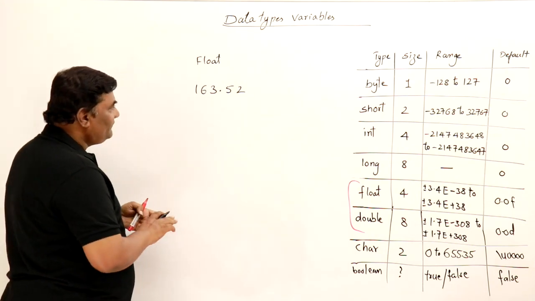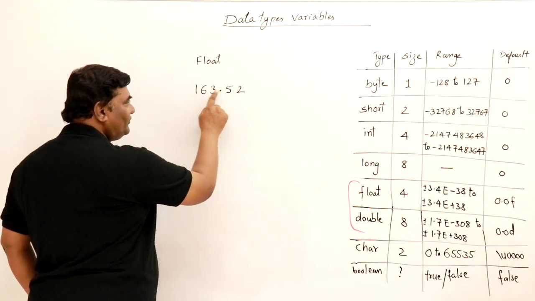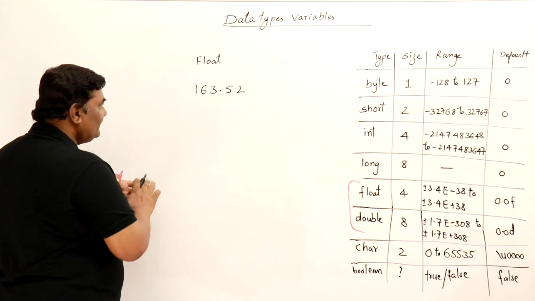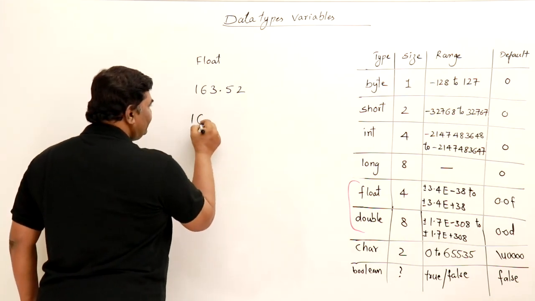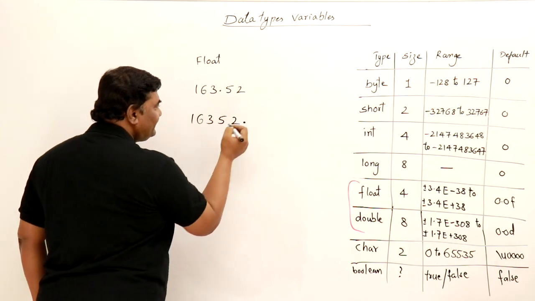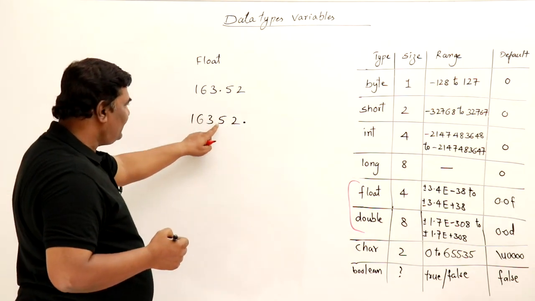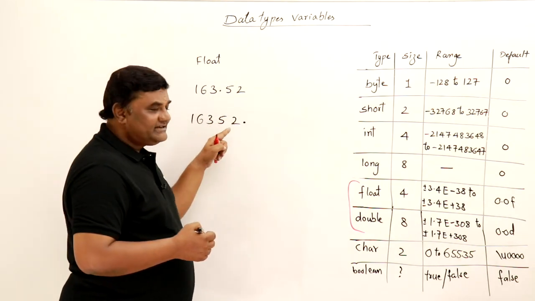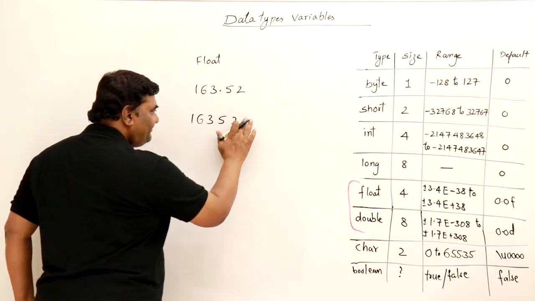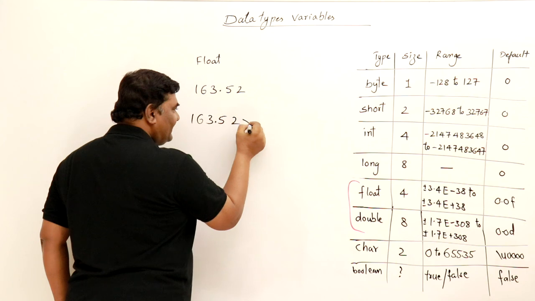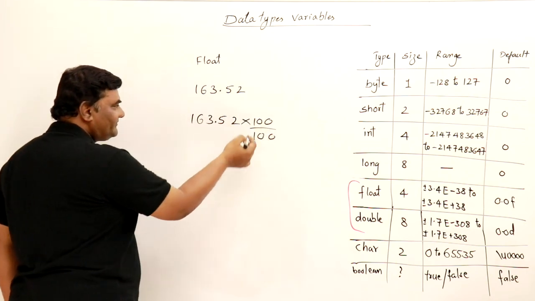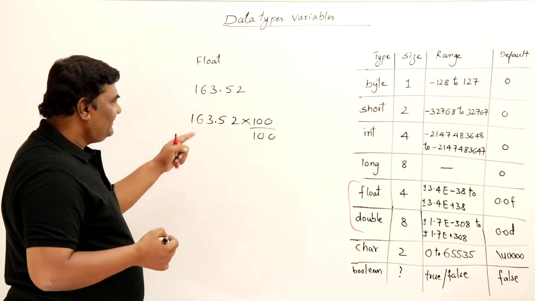In which direction do we want to float? You can move it in either direction, both options are there. Let us move it this way and make it 16352 and then the decimal point. The decimal point has moved here, so to bring back the point, we multiply the number by 100, and then divide it by 100 also. This becomes 1, so we are multiplying and dividing the number by 100.